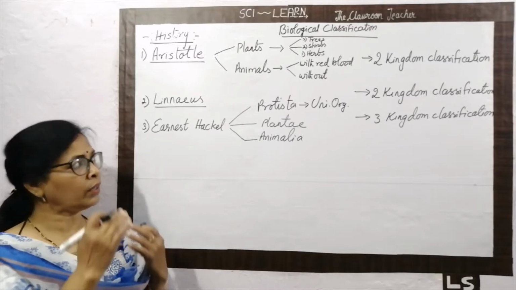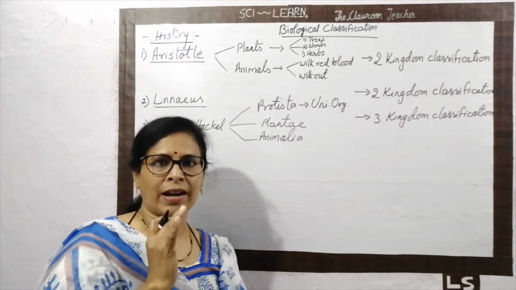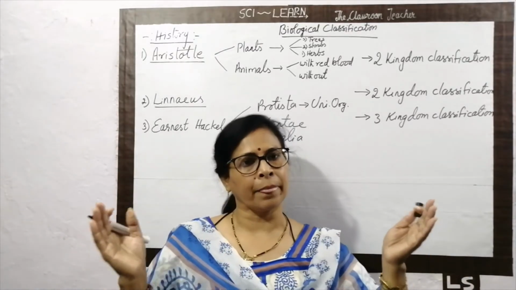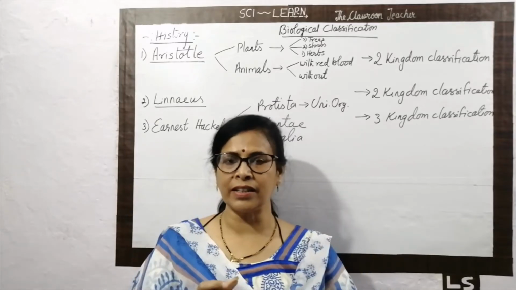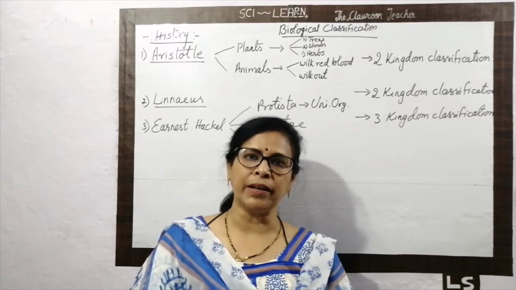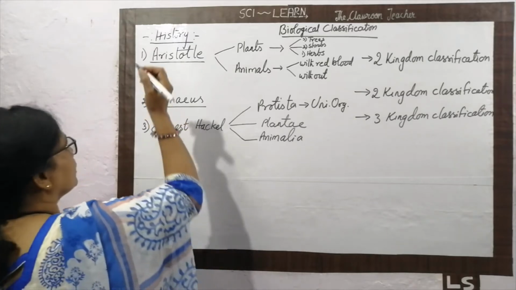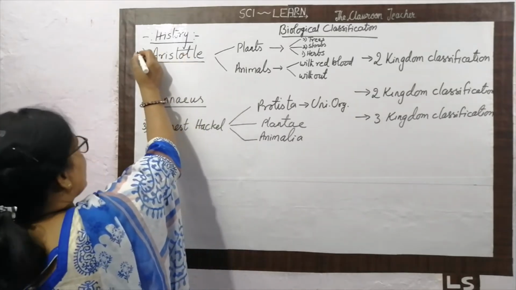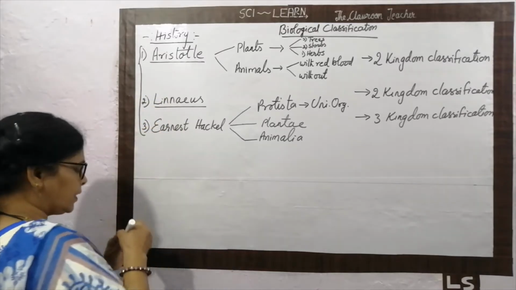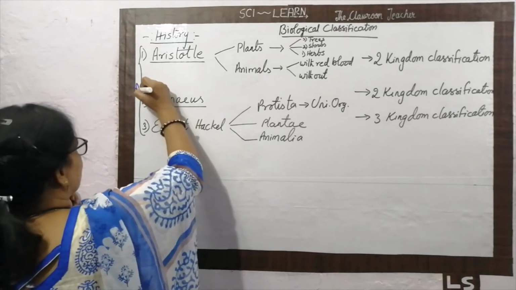All these classifications are not based on the exact facts present on the earth, the various diversity. So these three classifications were unable to explain the system of classification. Okay, so these three classifications are called artificial systems of classification.